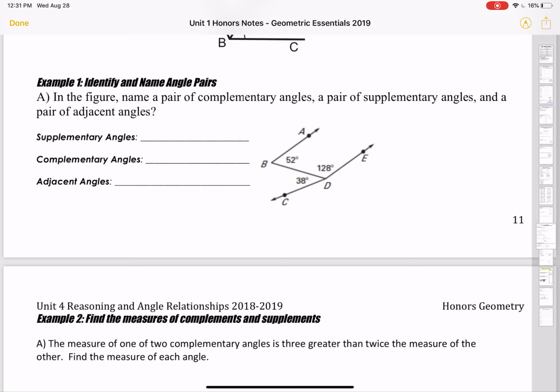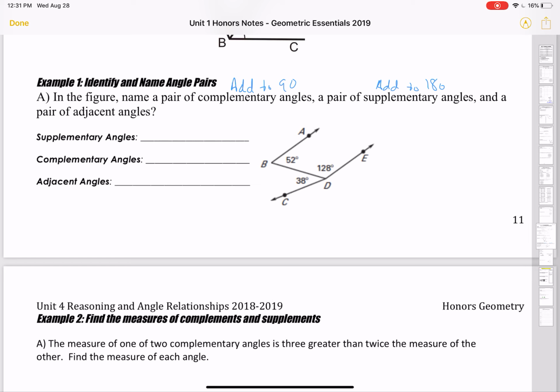Alrighty, so I'm going to work out some of the examples from the 1.3 notes, that way you guys have them. So we talked about complementary, supplementary, adjacent angle bisectors. So in this figure, name a pair of complementary angles. Remember, those add to 90. A pair of supplementary angles, and those add to 180. And a pair of adjacent angles, those are just angles that are right next to each other.